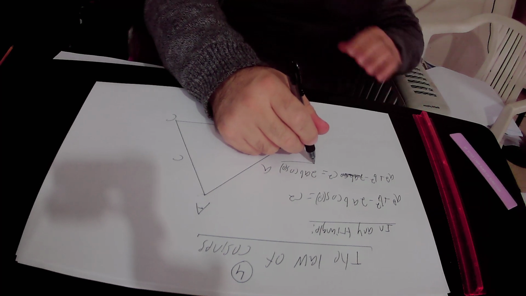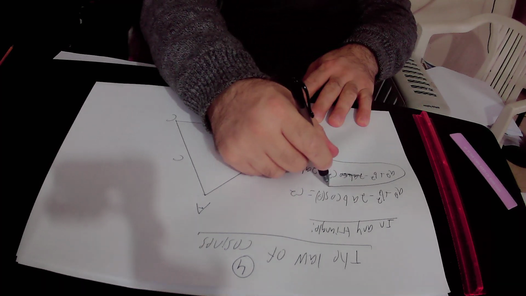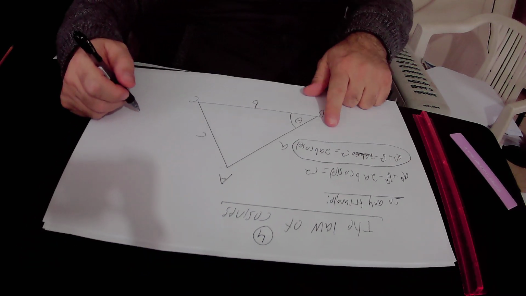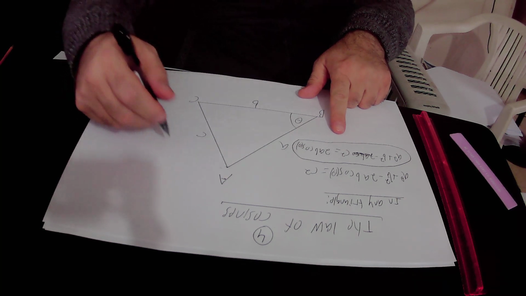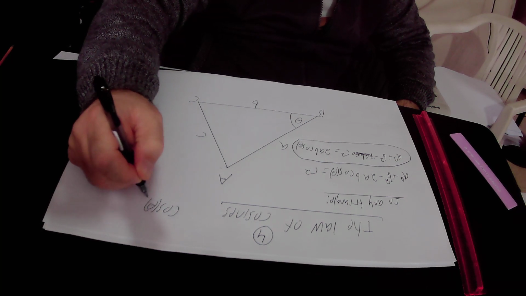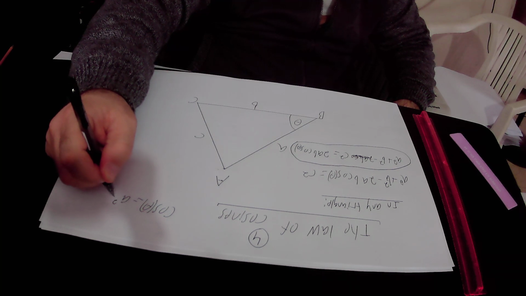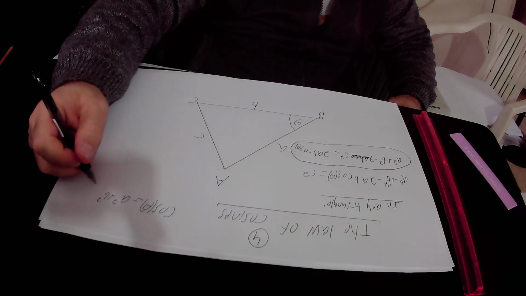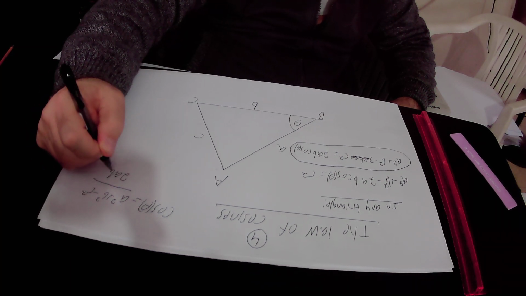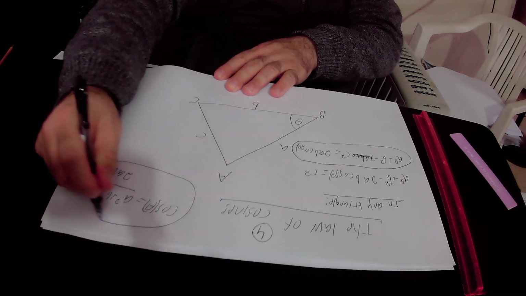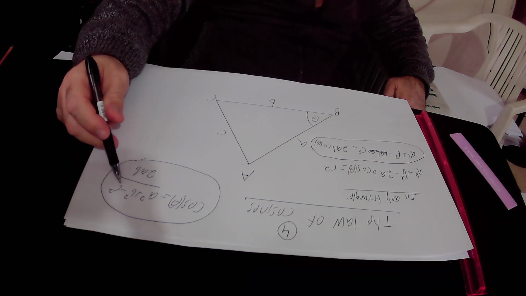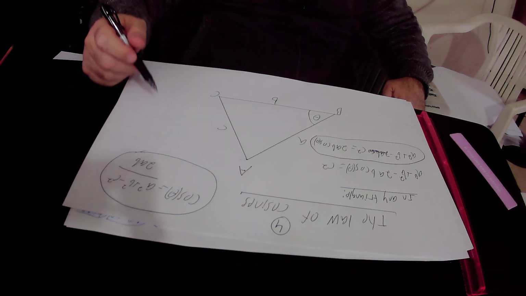Again, we get that A square plus B square minus C square equals 2 times A times B times cosine theta. We will divide this equation by 2 times AB, and we will get that cosine theta equals A square plus B square minus C square over 2 times AB. So in any triangle, cosine theta equals A square plus B square minus C square over 2 times AB.